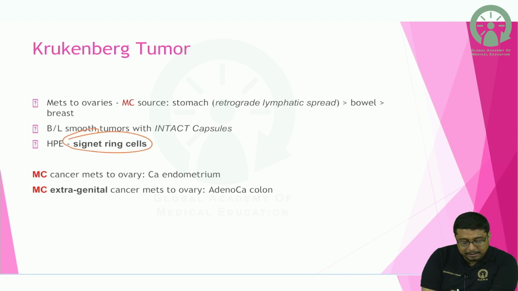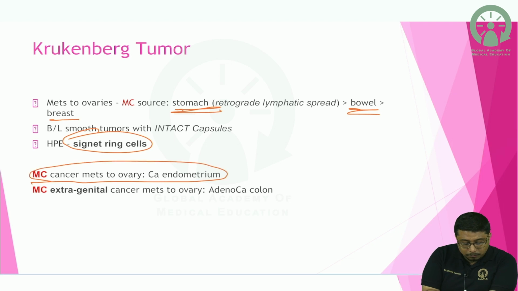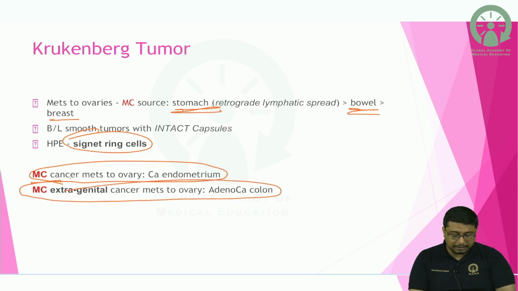Histopathology is signet ring cells, and the most common source is stomach, then bowel, then breast. The most common cancer metastatic to the ovary is carcinoma of the endometrium, but this is not Krukenberg. The most common extragenital cancer that metastasizes to the ovary is adenocarcinoma, but this is a surface deposit. Okay.